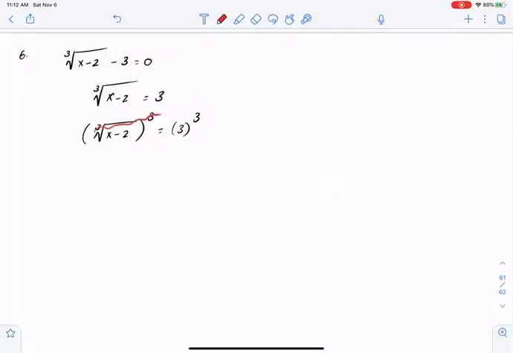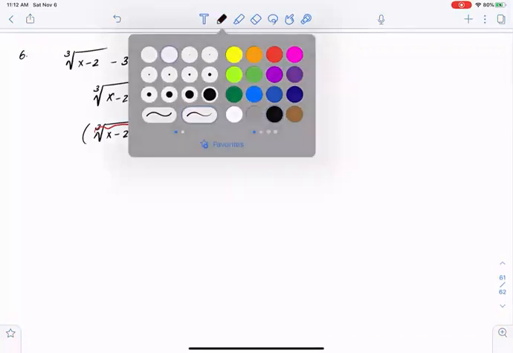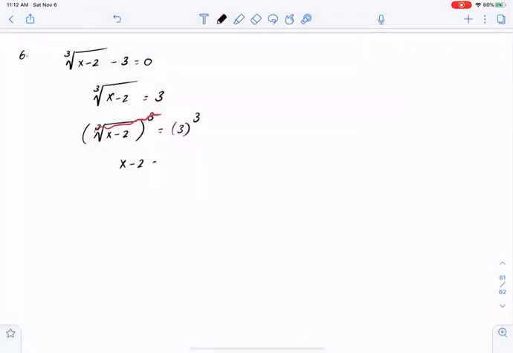The root and the cube will get cancelled. X minus 2 would be equal to 3 cubed. 3 cubed is nothing but 27. So x is 27 plus 2, which is 29.